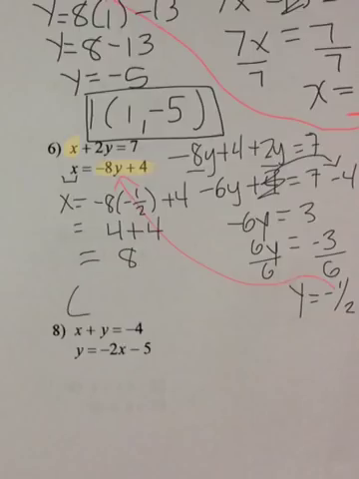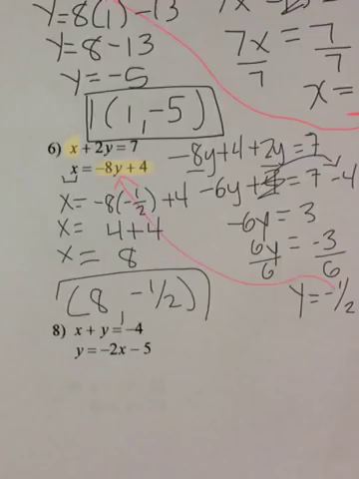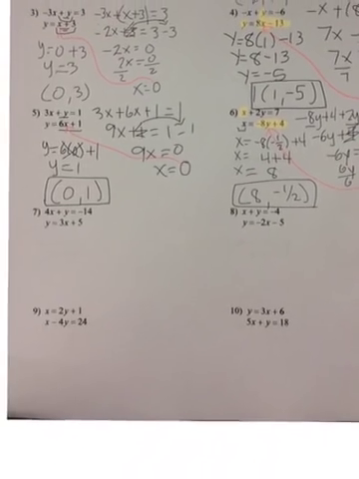So my solution, now pay attention to the order. x always goes first. So it's going to be (8, negative 1/2). I was afraid that this one was going to be really hard fractions, and you will get that. So you have the calculator. Remember, alpha y equals. Okay, let's keep on going.